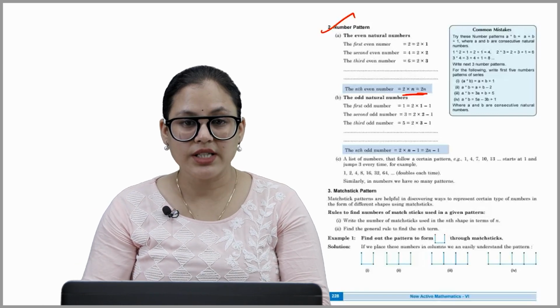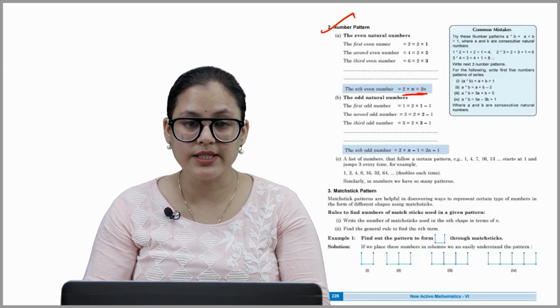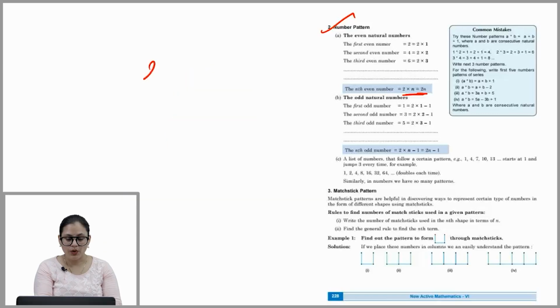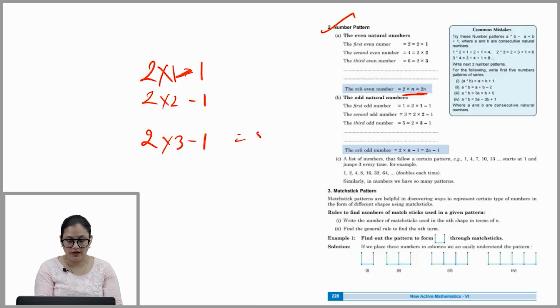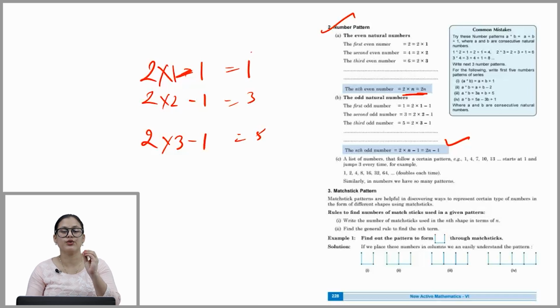B, the odd natural numbers. The first odd number is 1. So how do we obtain 1? 2 into 1 minus 1. Then the second odd number is 2 into 2 minus 1. The third odd number is 2 into 3 minus 1. So this is 5, this is 3, this is 1. And the nth odd number, this is the formula, is 2 into n minus 1, that is 2n minus 1.